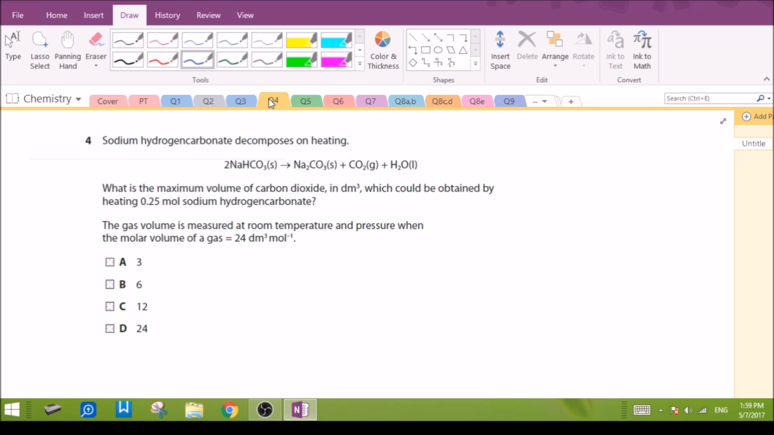Number 4, sodium hydrogen carbonate decomposes. What is the maximum volume of carbon dioxide from a quarter mole of sodium hydrogen carbonate? So essentially this is the amount that will get us started for our calculation. 0.25 moles of sodium hydrogen carbonate. So that is for here.